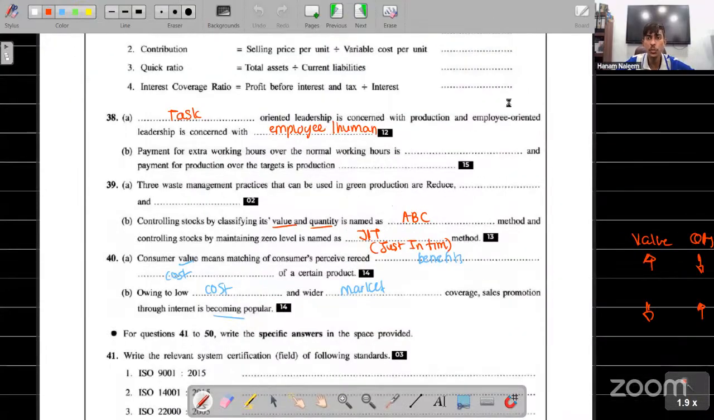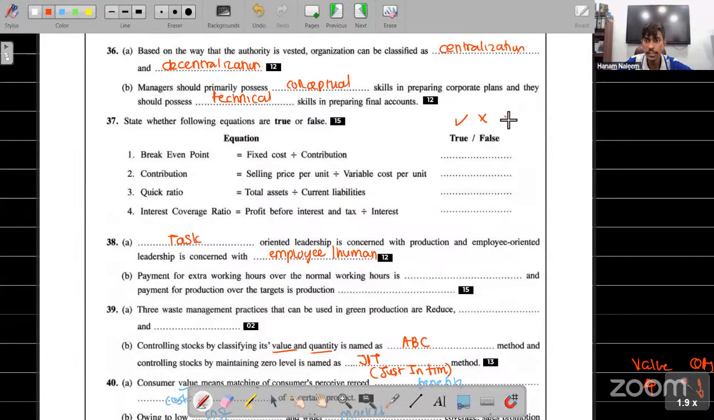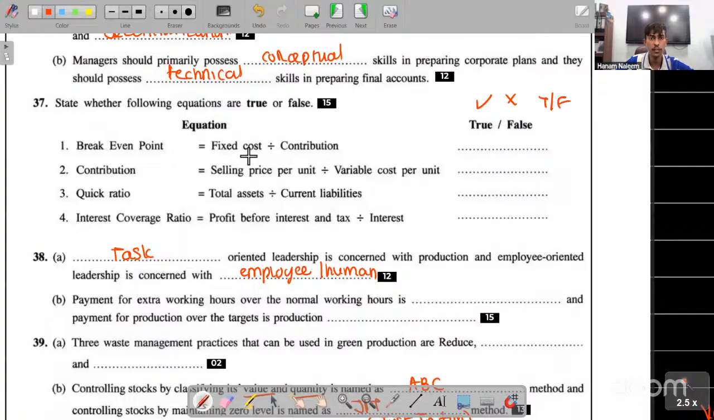So true or false? Please don't just put tick and all, or don't just write T and F. Make sure you write the full term out. Fine. So break-even point. Fixed cost divided by contribution, that is correct. True. Contribution. Selling price per unit divided by variable cost, wrong. It should be minus variable cost. Quick ratio. Total assets, wrong. Quick assets, okay, we take the word quick assets only. Quick ratio, so that is also false. Then interest coverage ratio, profit before interest and tax divided by interest. Yes, that is correct. True. So true, false, false, true.